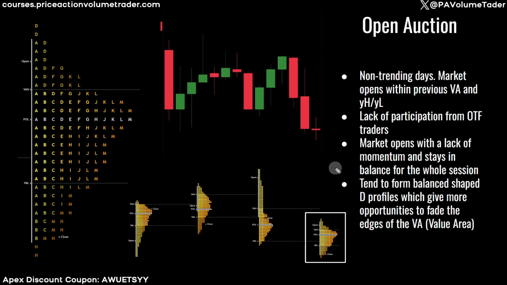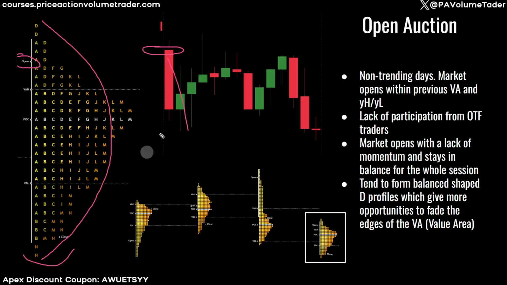We tend to form a balanced shaped profile, which gives us more opportunities to fade the edges of the value area back into the mean or the point of control. So you can see we have more of a D shape session. In this case, we opened up here, which is right at this point, and then the market just traded lower into this low. Then we come back up again, and we just start fading the edges of the value areas as it develops throughout the session, trending back and forth.